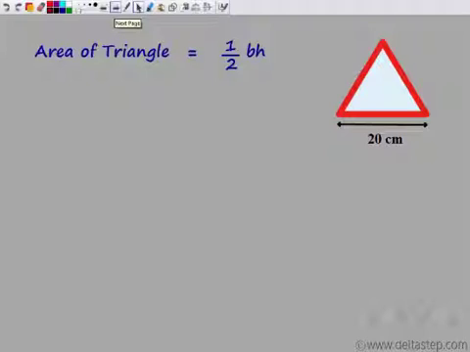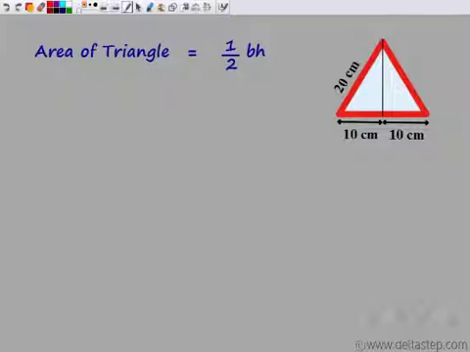Now he had to find the area of this triangle, which was an equilateral triangle with side 20. How does he find the area? He needs to find the base and height. We know that the base is 20. All we need to do is find the height of this triangle. So let's draw a perpendicular. Now this becomes a right angle triangle, so I can apply the Pythagoras theorem here. This side is 20, which is the hypotenuse. One side is 10, and this is the height of the triangle.